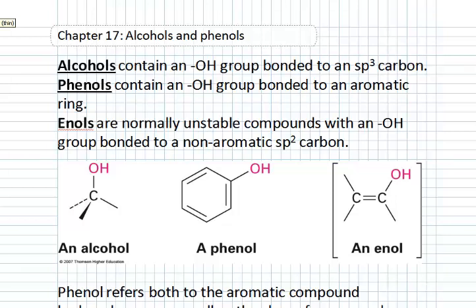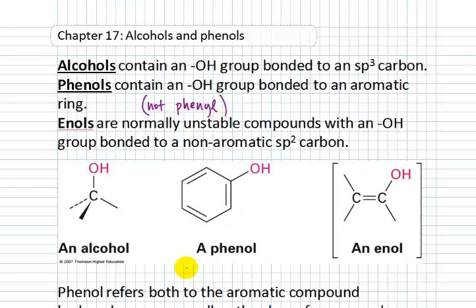So let's just get our terminology straight here. An alcohol has an OH group bonded to an sp3 carbon, so a saturated compound with carbon single bonds directly attached to the OH-bearing carbon. A phenol has an OH group bonded to an aromatic ring. Be careful with your terminology. Phenol is different from phenyl, P-H-E-N-Y-L. The phenyl is just the aromatic group. Phenol is an alcohol attached to an aromatic group.